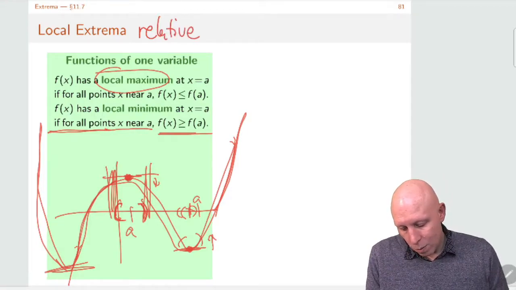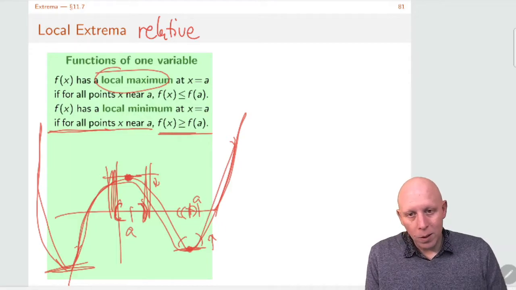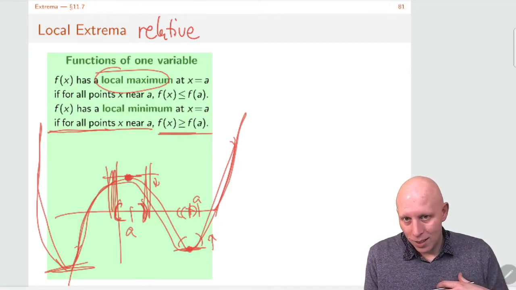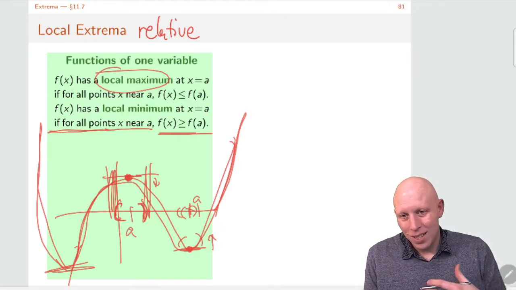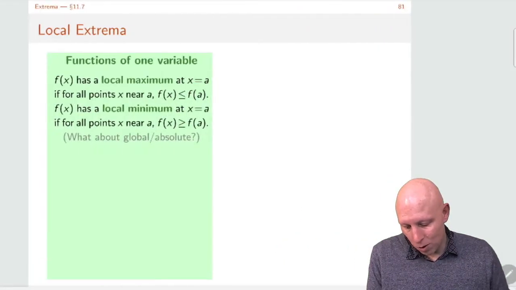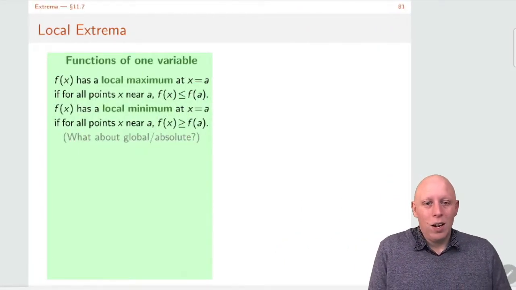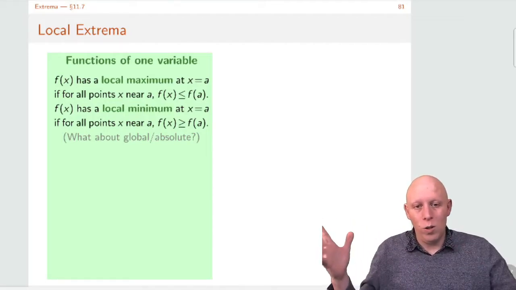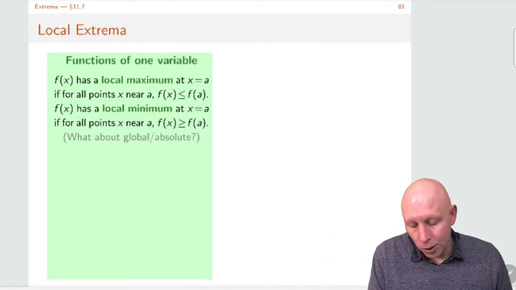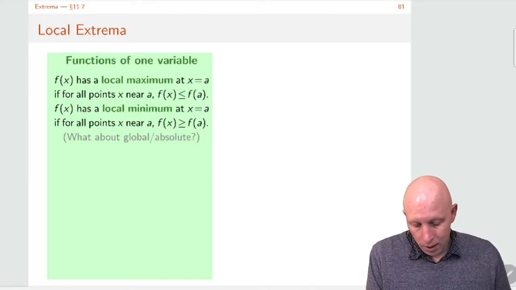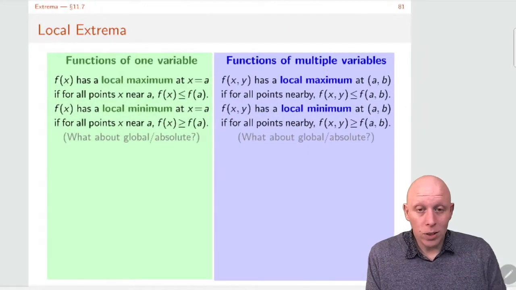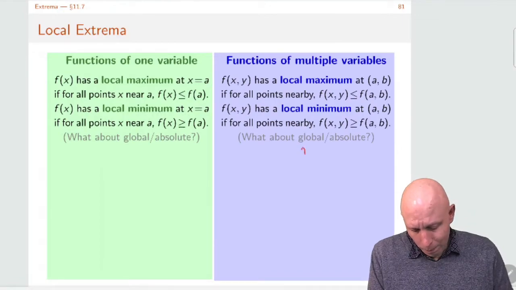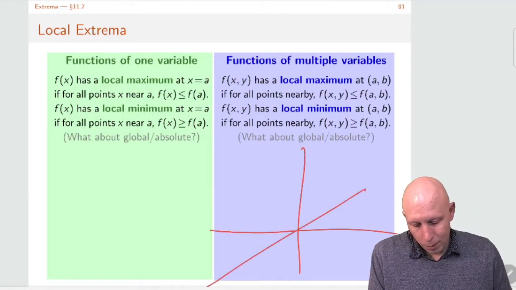And global extrema, or global or absolute extrema, are when you're looking at the whole domain of your set. So when we're talking about functions of multiple variables, now we have a picture that looks like this.